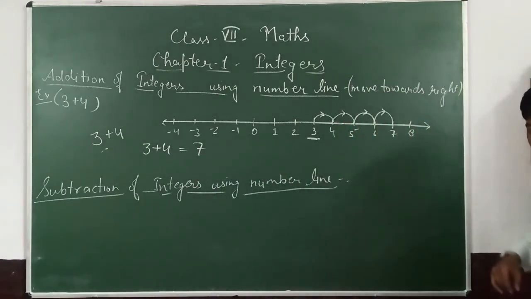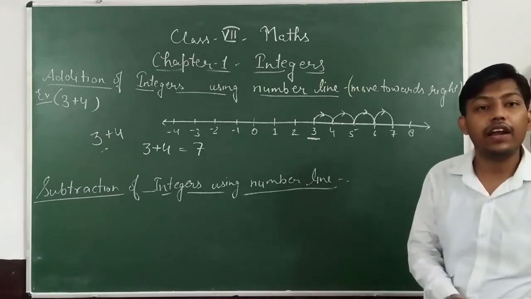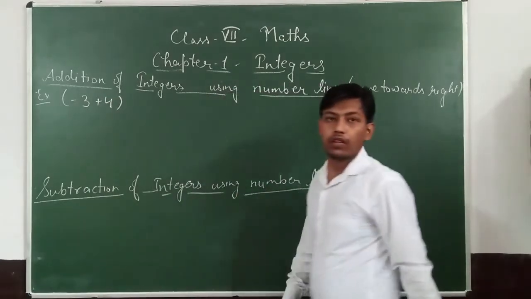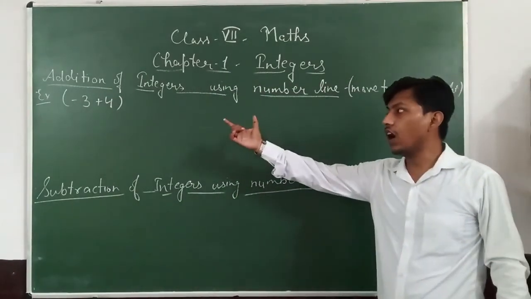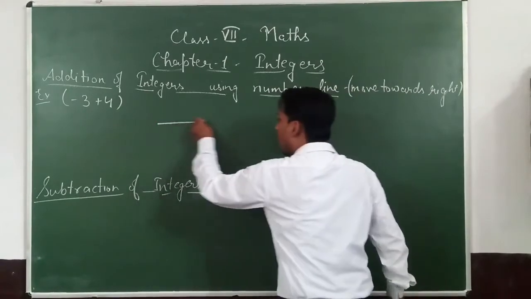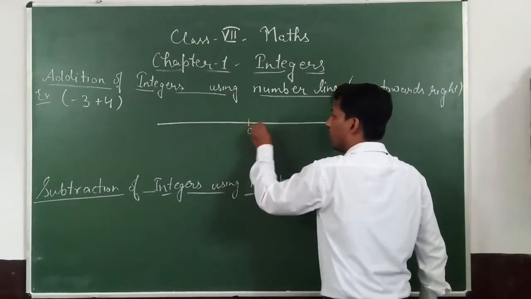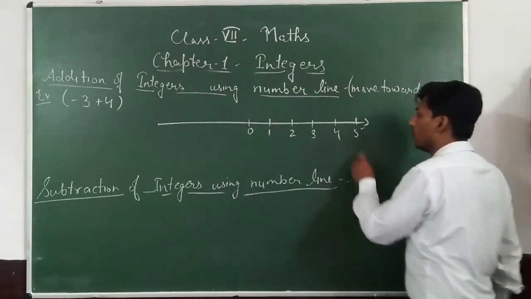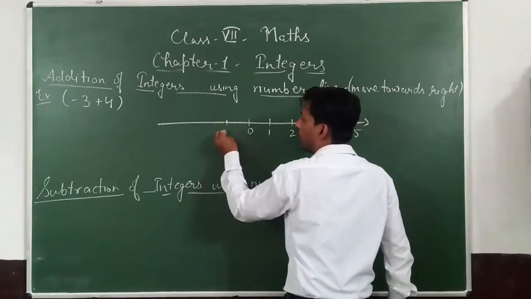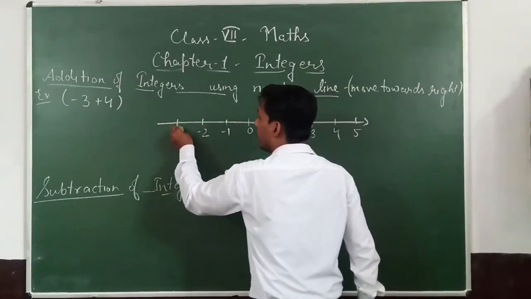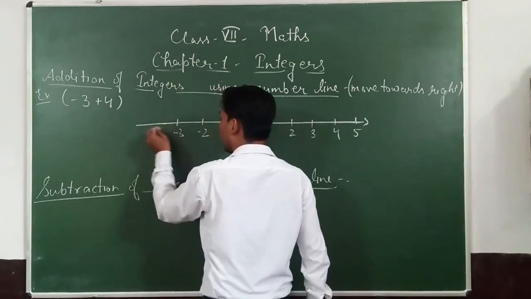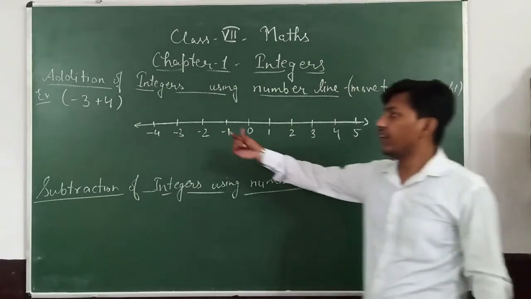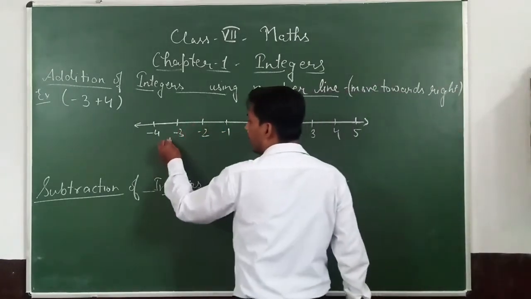Now let's take another example with one negative integer and one positive integer. Add -3 plus 4. We have the same numerals, but 3 is now negative. So first draw the number line: 0, 1, 2, 3, 4, 5 and so on, and minus 1, minus 2, minus 3, minus 4. First find where minus 3 is located. Minus 3 is here.